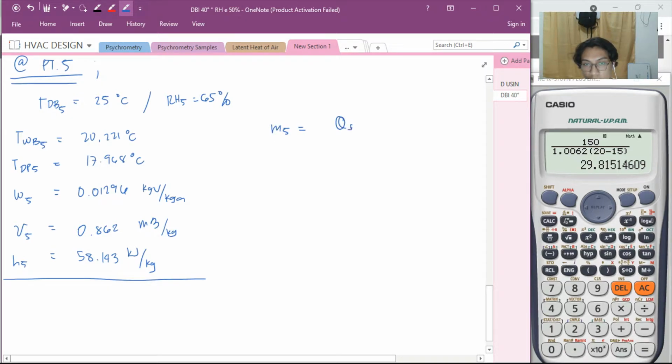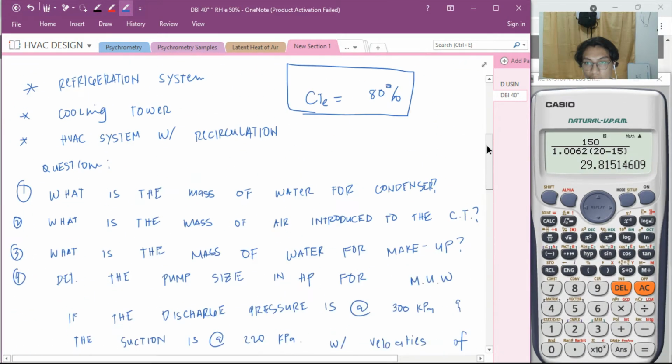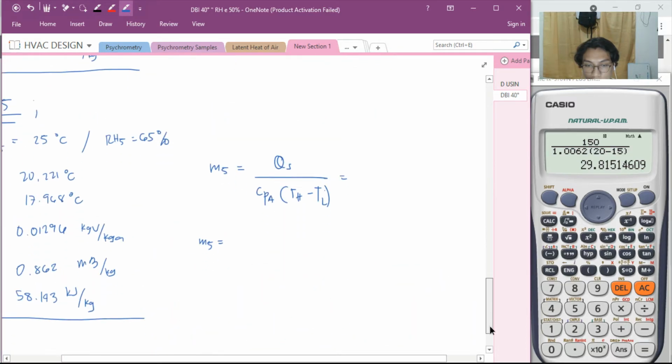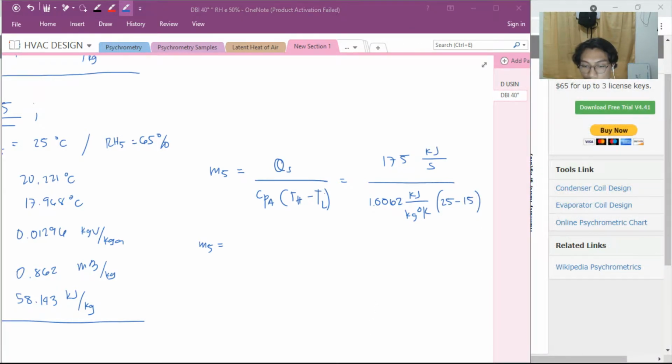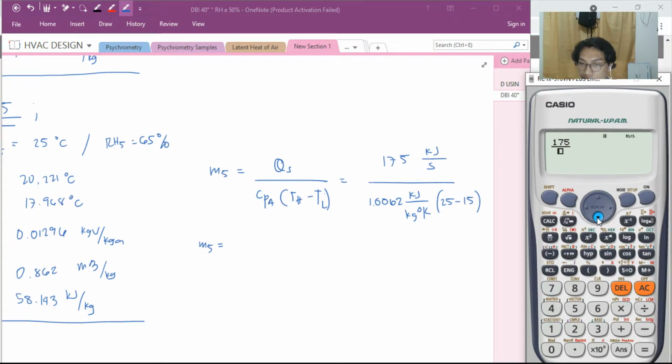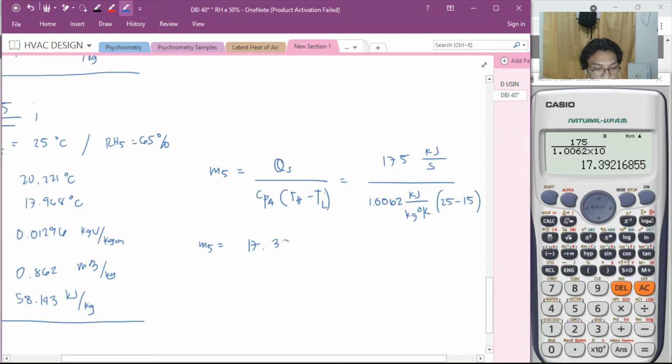How about M5? M5 is equal to Qs over Cp nung air, temperature hot minus temperature low. M5 will be equal to, ano bang Qs dito nakalagay? Qs is 175 kilowatts, 175 kilojoule in every second, tapos 1.0062 kilojoule per kilogram degree Kelvin multiplied to temperature hot, that is 25 minus 15. So, 175 divided by 1.0062 times 10 is 17.3922 kilogram in every second.